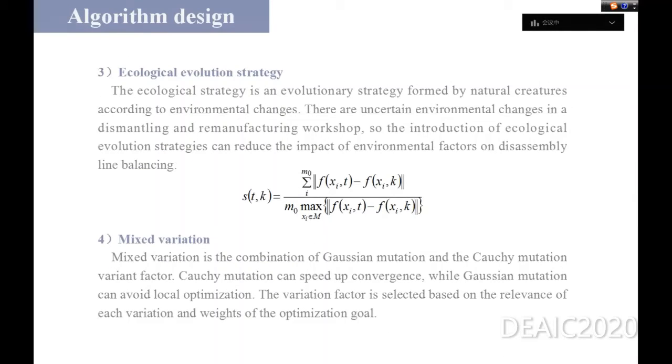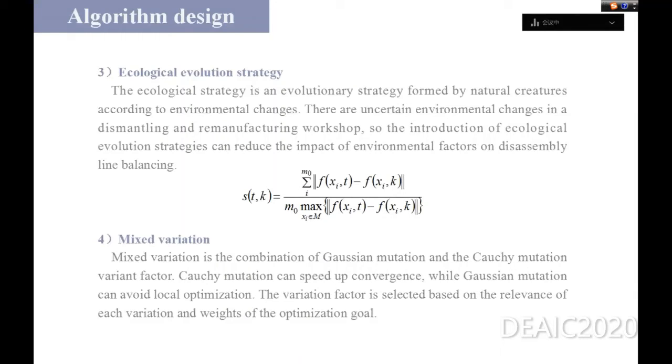The three-step ecological evaluation strategy. The ecological strategy is an evolutionary strategy formed by natural creatures. There are uncertain environment changes in disassembly and remanufacturing. So, the ecological evolution strategies can reduce the impact of environmental factors.